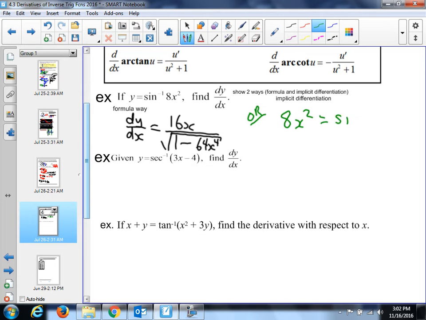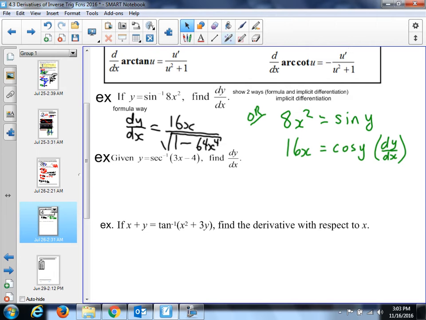Which equals the sine of y. Then you could take the derivative of both sides. So I'm going to just scratch that in here. I'm not going to actually write it. So d by dx on this side, d by dx on this side, right? What's the derivative of the left side? The 16x, right? Which is equal to, well, what's the derivative of sine? It's cosine. Cosine y, then dy by dx, okay?